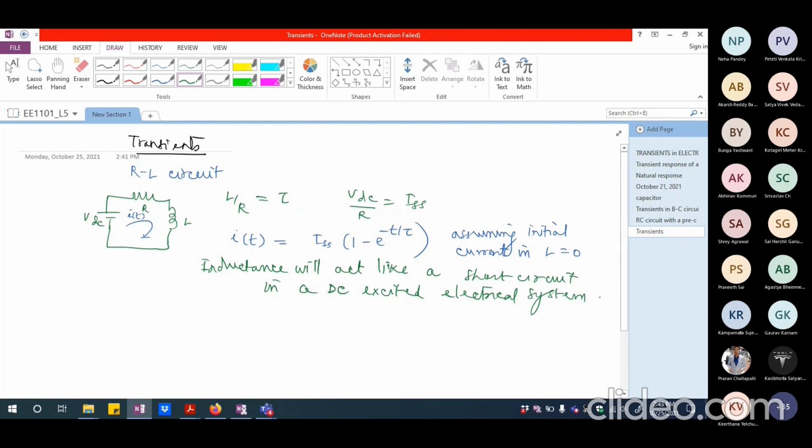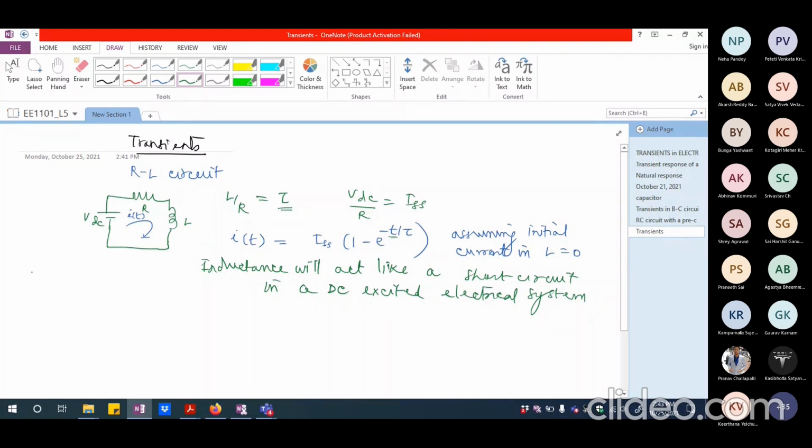Yes, ma'am, VDC by R is equal to ISS when time is equal to infinity, right? That is when you are going to reach steady state finally. Here also, if you substitute e power minus infinity, this becomes 0. So time equal to infinity means infinity compared to the time constant. If the time constant is only 10 or 20 milliseconds, then a time of even 10 to 15 seconds is as good as an extremely large time.